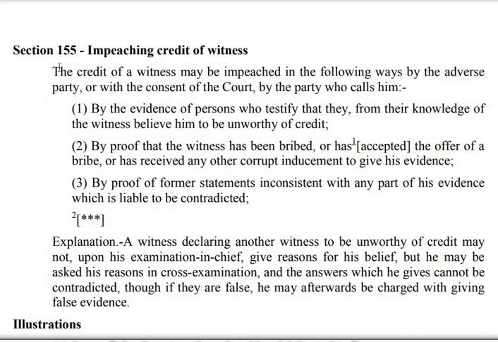Then the second thing is section 155. As per section 155, evidence may be given to discredit or impeach the credit of the witness, because the credibility of the witness as such is not a relevant fact, nor is it a fact in issue. It may be called an indirectly relevant fact, but directly it is not relevant or a fact in issue in that case. Still, evidence to impeach the credibility of a witness is allowed.